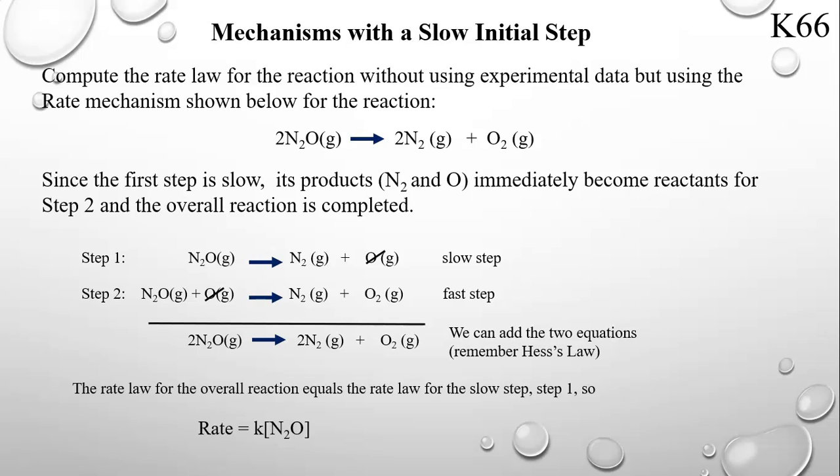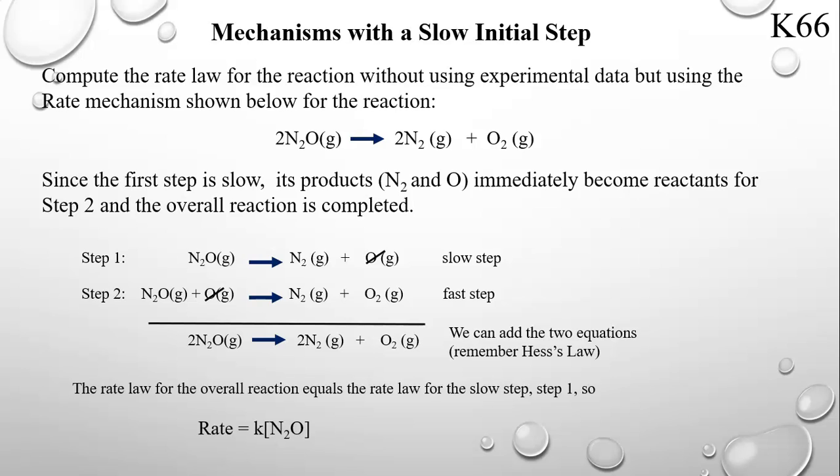It's going to be k times N2O. Remember, the 2 in front of the N2O up there is not the exponent. All right? Because that's an overall reaction. It's not an elementary reaction. So that's the rule to remember: in this type of situation, the rate law for the slow step is going to be the rate law for the overall reaction, because the overall reaction cannot happen any faster than its slowest step.